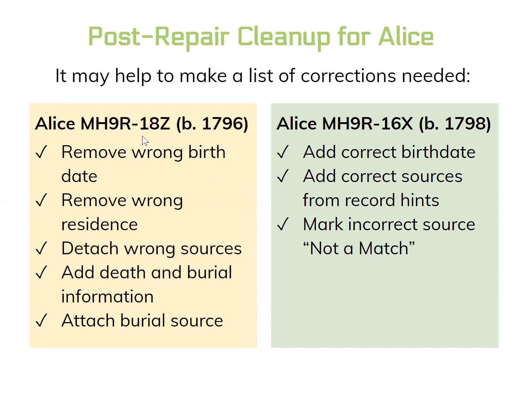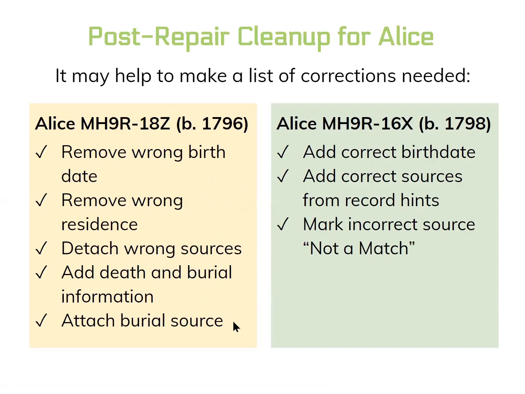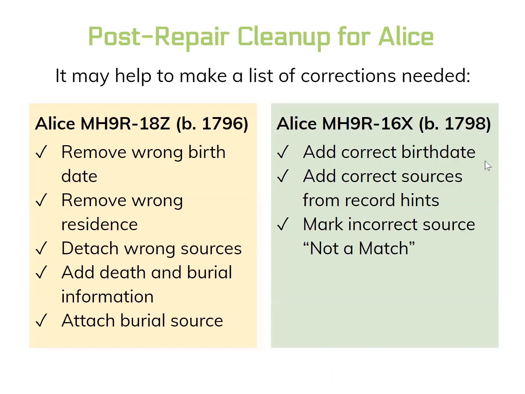Alice 18Z has a wrong birth date that we've got to remove, and a wrong residence we want to remove. We want to remove the incorrect sources, detach them. We want to add the death and burial information and attach the burial source that we found. And then for 16X, that's the younger sister born in 98, we want to add the correct birth date and add the correct sources.